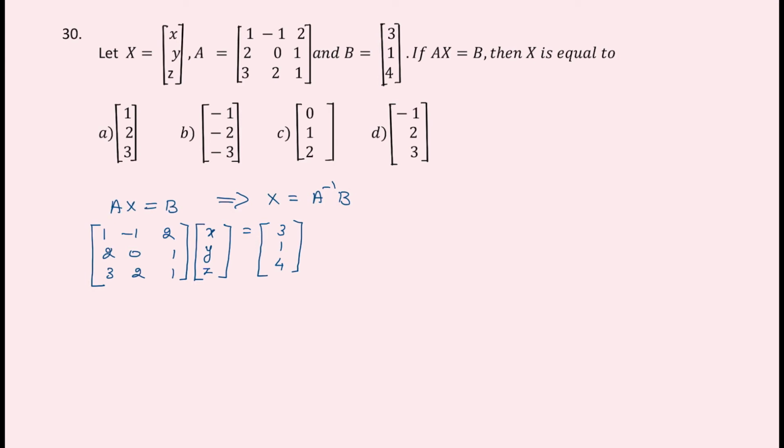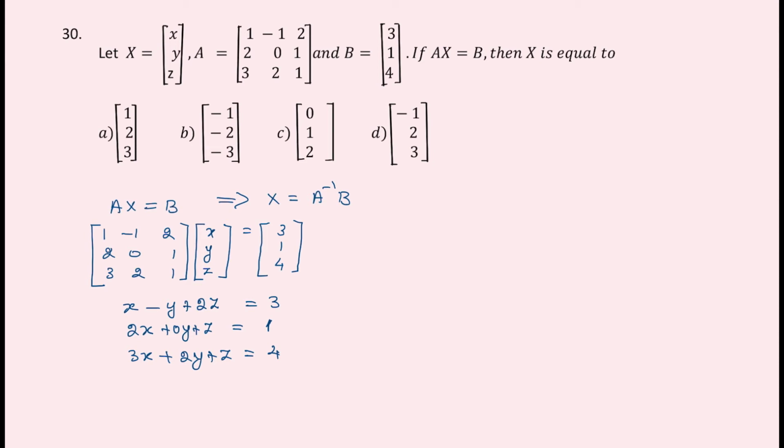But that is a longer method. So an easier method is, let us multiply these two matrices. x minus y plus 2z equal to 3. The second equation will be 2x plus 0y plus z equal to 1. The third equation will be 3x plus 2y plus z equal to 4. Now substitute the given answers and check which one satisfies all three equations.